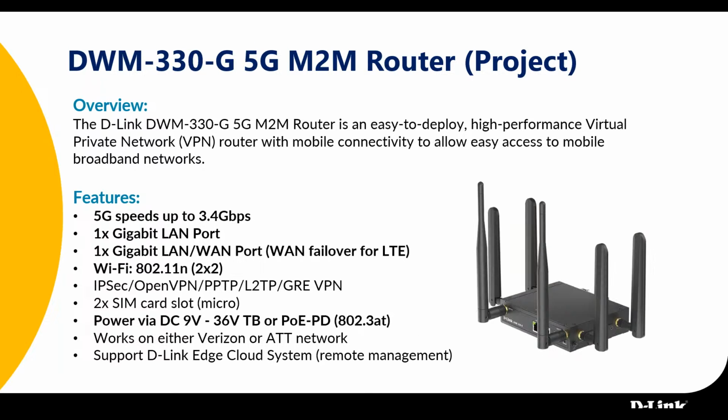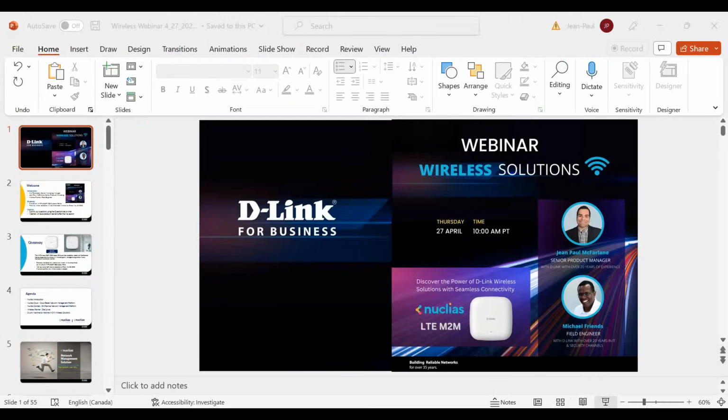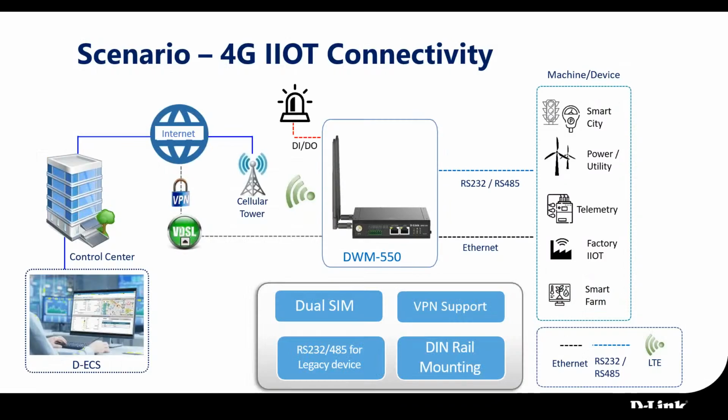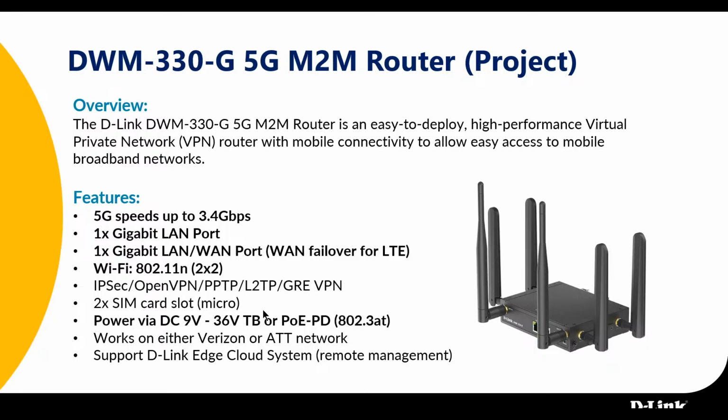Okay. The second device is, again, its big brother. So it's the DWM330G, supporting up to 5G speeds, up to 3.4 gigabits a second. We've upgraded the ports on this unit to gigabit LAN and gigabit LAN/WAN, selectable LAN/WAN.